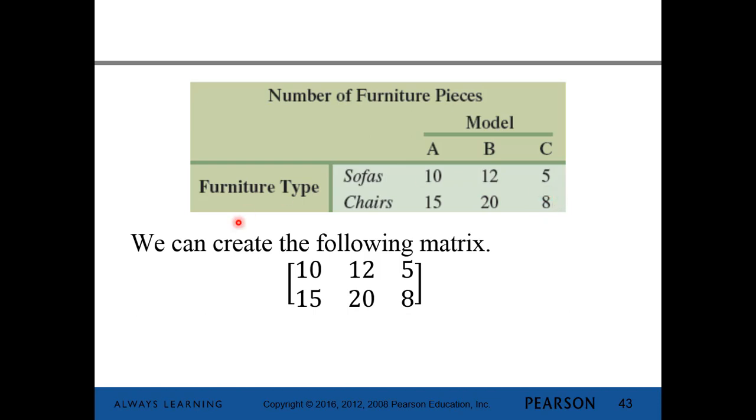Model C. And so we can use this table with this information to easily create a matrix that has all the information within it and just has the numbers. So it's a very easy way to organize data, and this is very commonly used in manufacturing and in business.